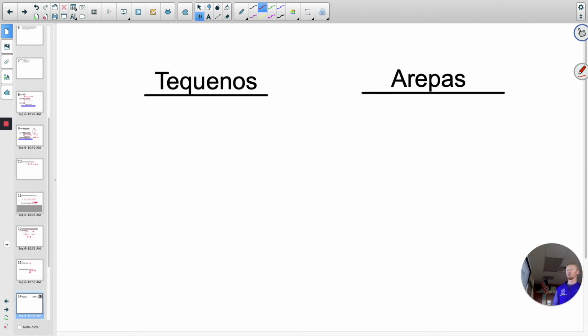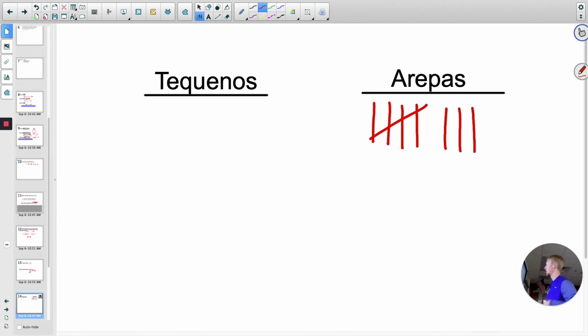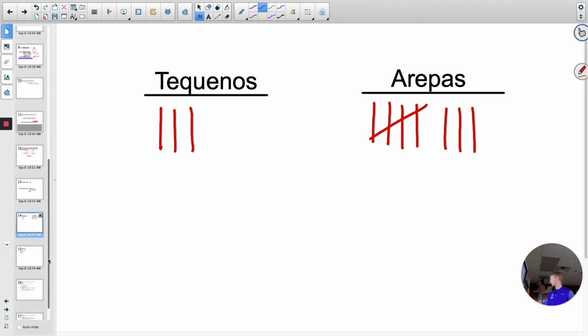All right, so if I had you in class, maybe I'll do this during math class and we'll see what's more popular, pequeños or arepas. So I'd say, all right, raise your hand if you like arepas, and I would mark down how many students raised their hand with tally marks. All right, how many of you like pequeños more than arepas? And then I'd mark that down with tallies as well. So that's some real world application for you.